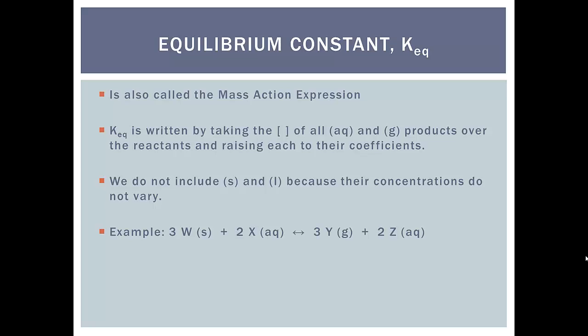For example, if we have 3W, which is a solid, plus 2 moles of X aqueous, in a reversible equilibrium reaction with 3 Ys, which are gases, plus 2 moles of Z, which are aqueous, your Keq would be written like this. You would take the concentration of Y cubed times the concentration of Z squared over the concentration of X squared. We do not include W because it is a solid, so any solids and liquids are just left off. If you want to put something in place of those, you can add a 1.